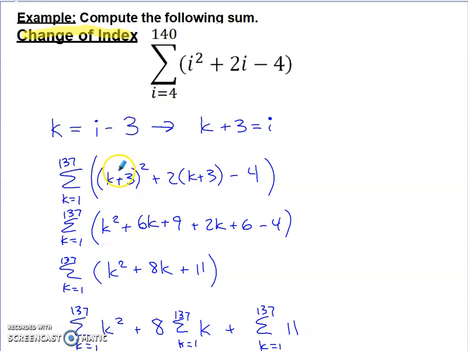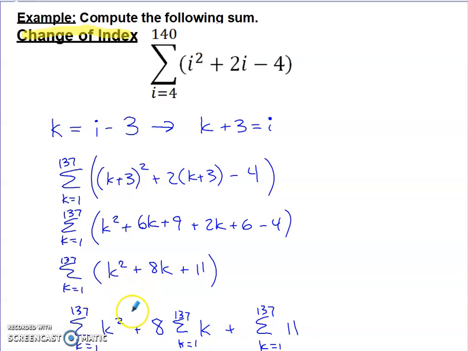So I can't distribute this exponent, but I can write k plus 3 times k plus 3 and expand that, and you should get k squared plus 6k plus 9. I can distribute this 2 into that set of parentheses, getting 2k plus 6. The minus 4 is just going to copy down. Got some like terms. The 6k and the 2k will give me 8k. The 9, the 6, and the minus 4 are going to combine to 11. k squared just copies in.